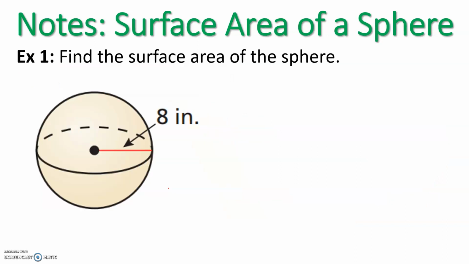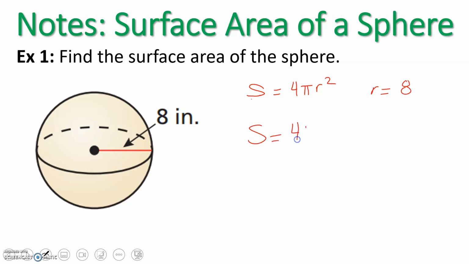Let's take a look at example 1. Find the surface area of the sphere. Okay, so we know that our surface area is equal to 4 pi r squared. In this case, r is 8. So our surface area is 4 pi 8 squared. 8 squared is 64, and then 64 times 4 is 256. So our surface area is 256 pi square inches.